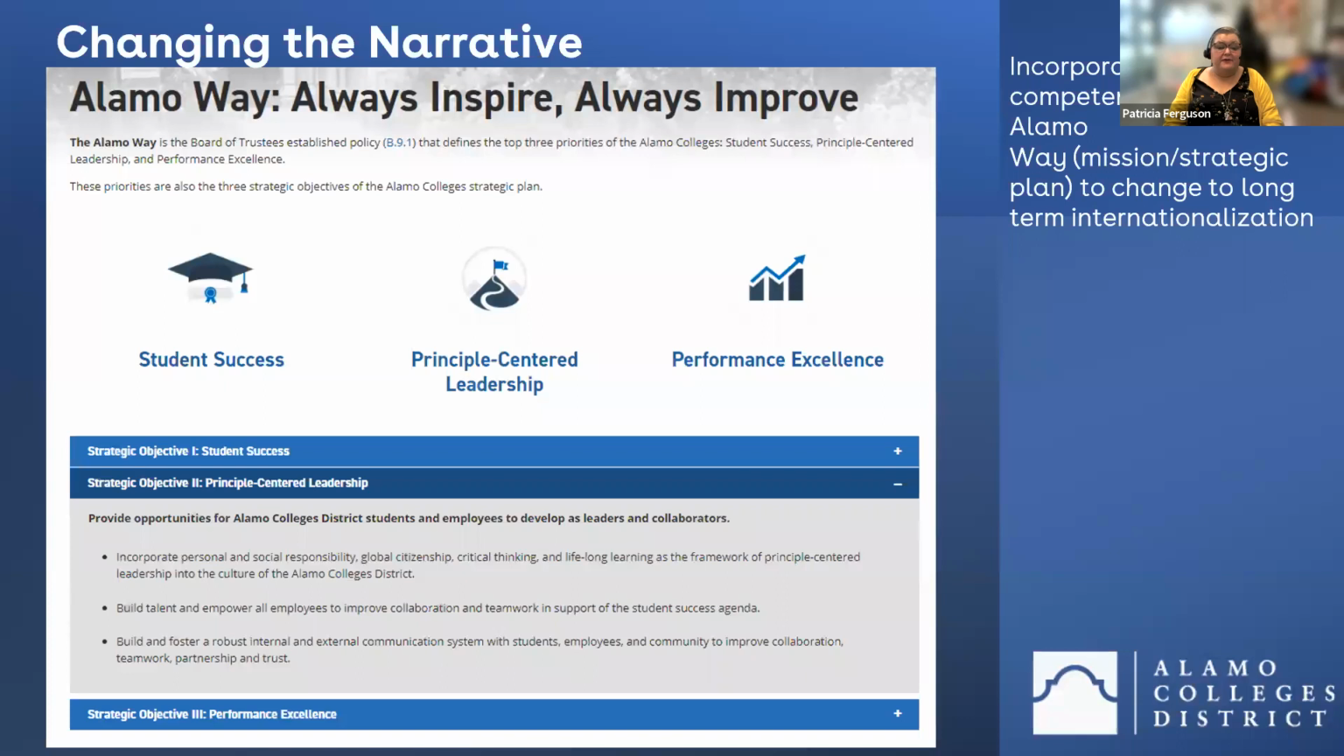So we've taken that global citizen and ran with it. We have incorporated this in a lot of different things because we want our administration and our community to realize how important it is to be a global citizen and how our international students play a part in developing our other students. So next slide.